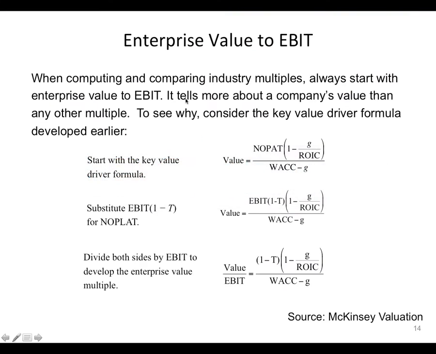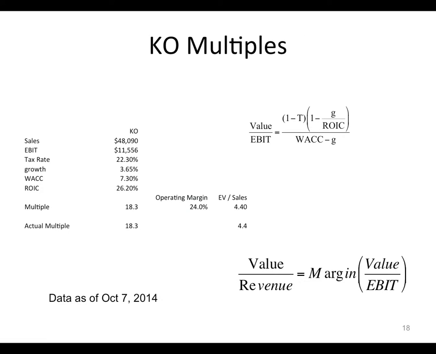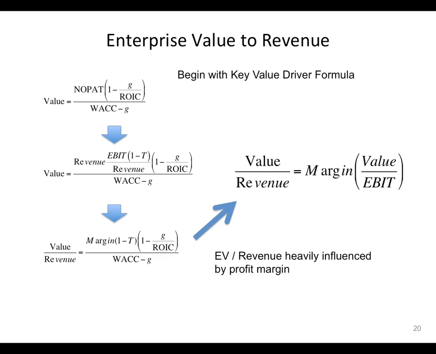Finally, enterprise value to sales. How do we get to an enterprise value to sales multiple? Well, again, we'll start with our key value drivers, and we'll get to enterprise value to sales. NOPAT is revenue times EBIT times 1 minus the tax rate over revenue. Divide both sides by revenue.